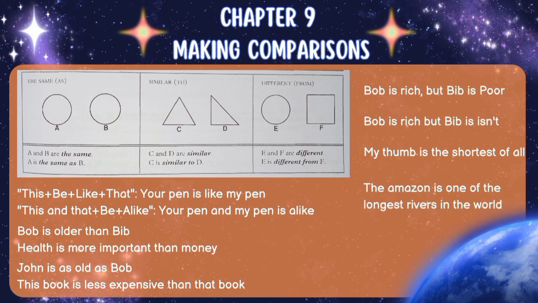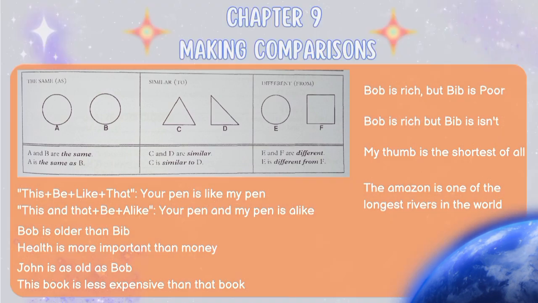Using verbs after but. Often the verb phrase following but is shortened. The formula is affirmative verb plus but plus negative verb. For example, Bob is rich, but Bib isn't. The superlative using -est and most compares three or more things or people. For example, my thumb is the shortest of all. Using one of plus superlative plus plural noun. For example, the Amazon is one of the longest rivers in the world.